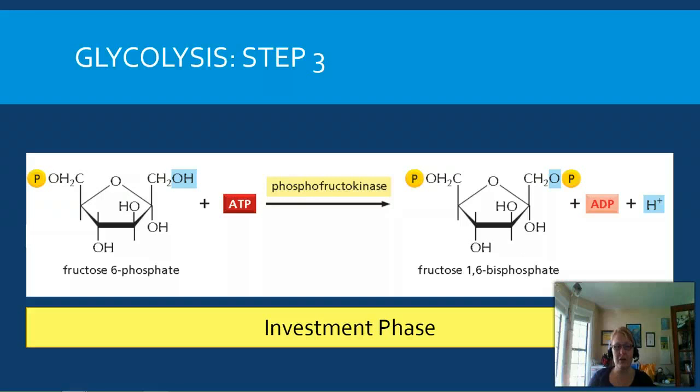Now we're going to continue through our investment phase, and this is where we lose our other ATP. What we're going to do is put a mirror phosphate group on the other side of the molecule. Once again, with our goal being to be able to easily split this molecule down the middle and create 2 identical molecules. So this is the other place where we use that ATP. Any sugar that's going to be broken down has to pass through phosphofructokinase in order to proceed through this process. So it's really important. This step 3 is the gatekeeper of glycolysis.